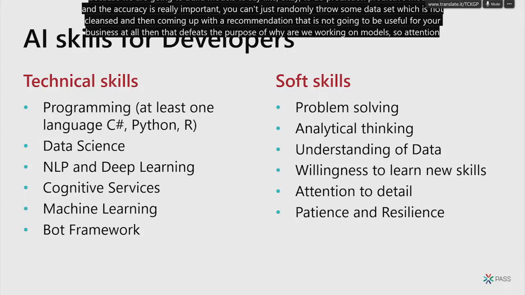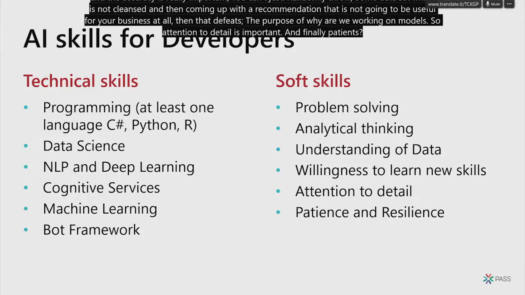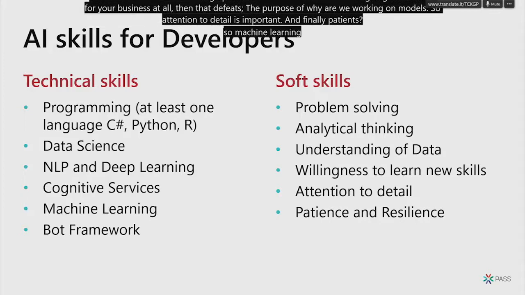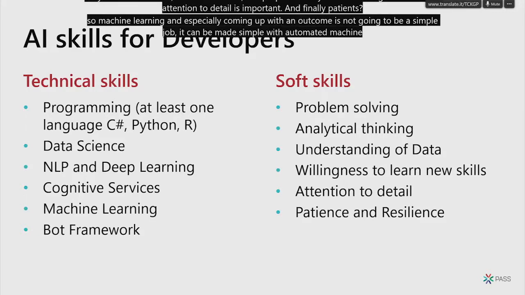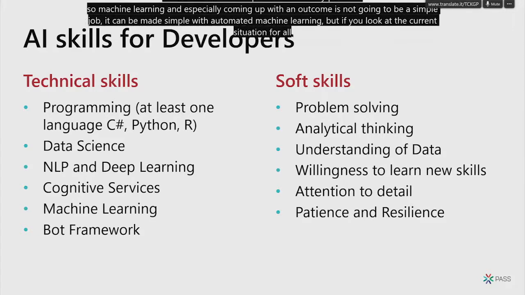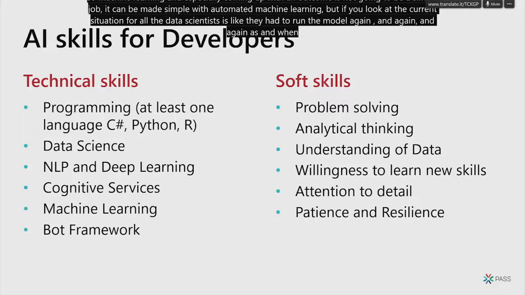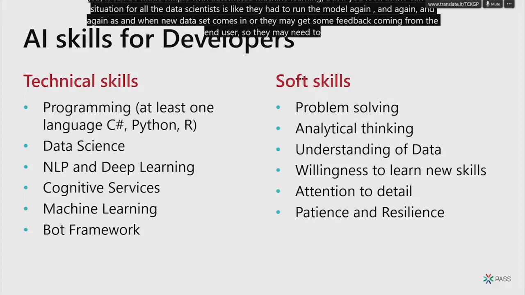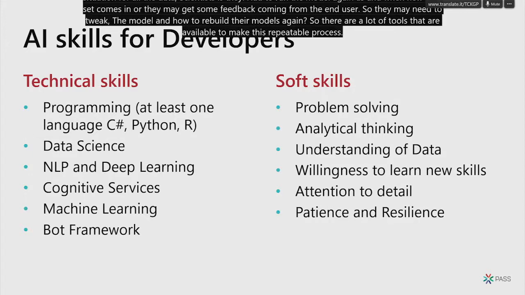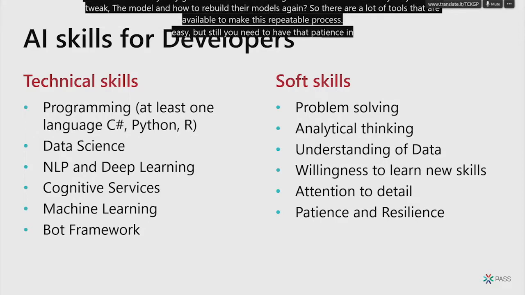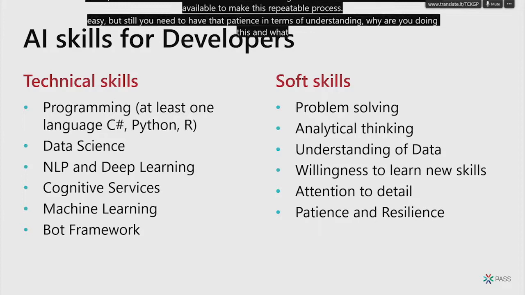And finally, patience. Machine learning, and especially coming up with an outcome, is not going to be a simple job. It can be made simple with automated machine learning, but if you look at the current situation for data scientists, they have to run the model again and again as and when a new data set comes in, or they may get some feedback from the end user, so they may need to tweak the model and rebuild their models again. There are a lot of tools available to make this repeatable process easy. But still, you need to have that patience in terms of understanding why you are doing this and what outcome you are trying to achieve.